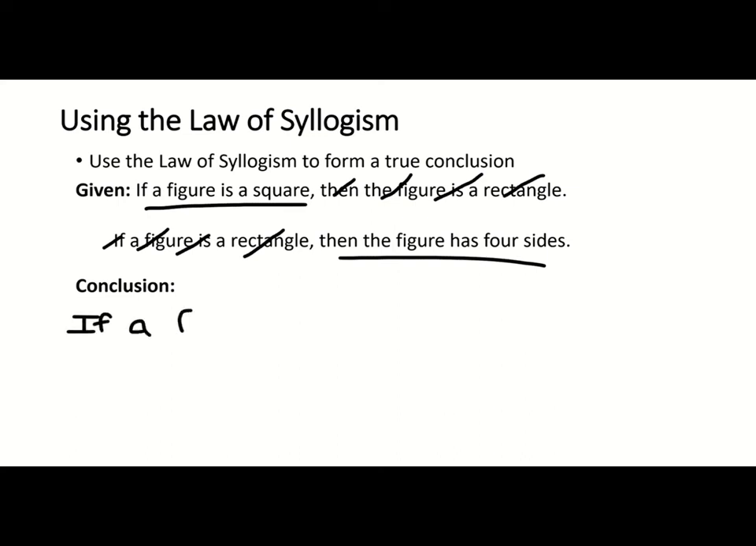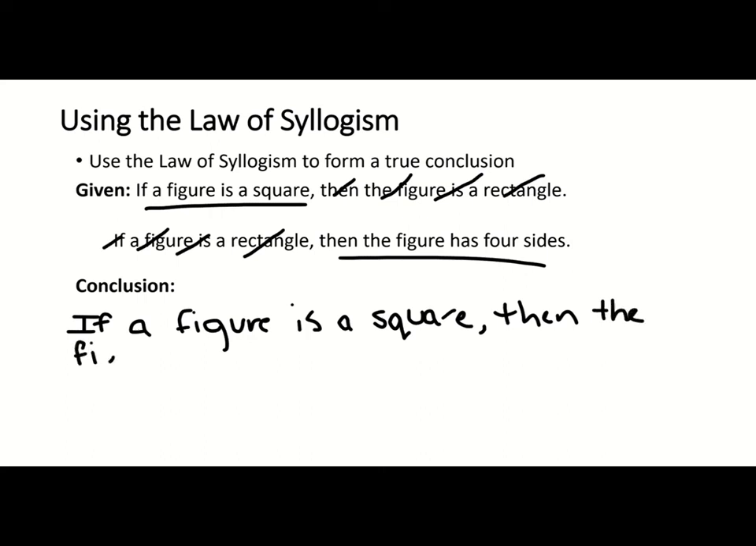if a figure is a square, then the figure has four sides. And that would be our conclusion using our law of syllogism.